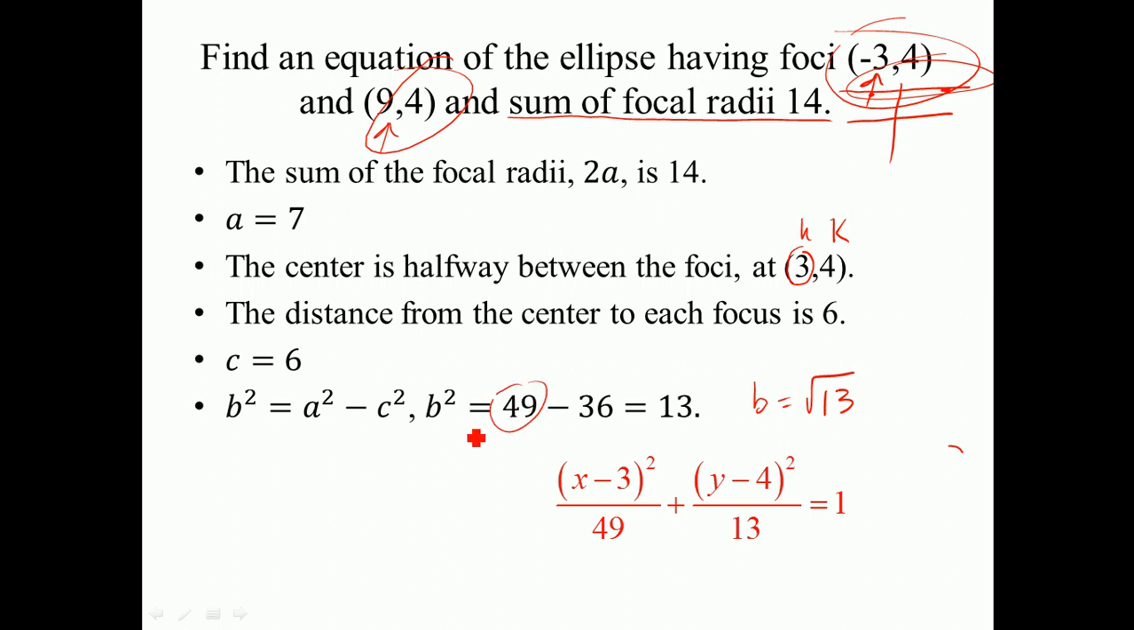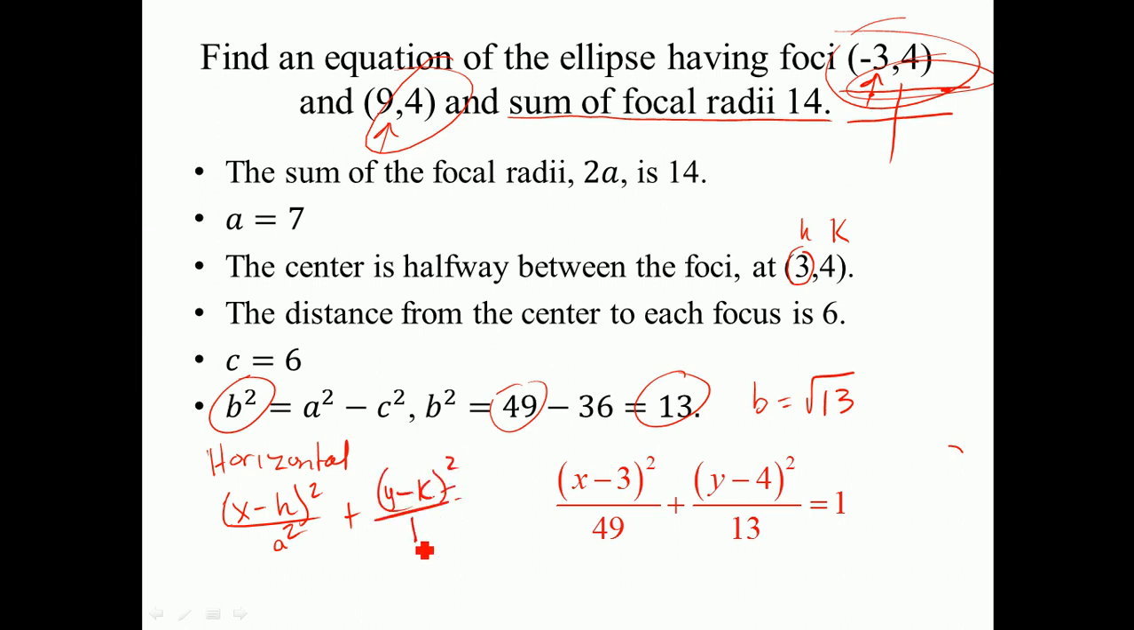We know what b squared is. So if that's the case, we have everything we need to plug that into our equation. The reason why we know this is the one we're using is because, remember, we have a horizontal major axis. So our ellipse goes horizontal. Since it goes horizontal, that means the equation I'm using is (x minus h) squared over a squared plus (y minus k) squared over b squared equals 1. That's the one that I'm using.